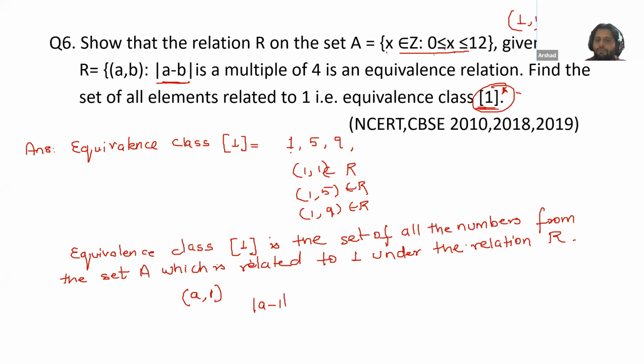Why? Because when you subtract 1 from 1, you get 0. When you subtract 1 from 5, you get 4. When you subtract 1 from 9, you get 8, which is a multiple of 4. So everyone, please raise your hand if this is clear. Once you have completed this, we will start the next question.